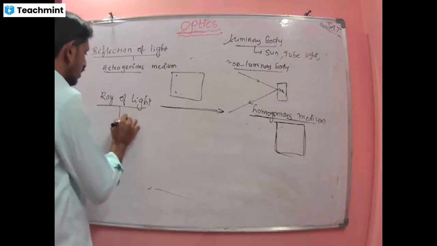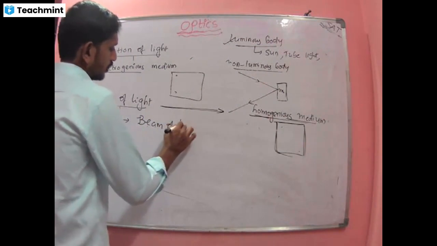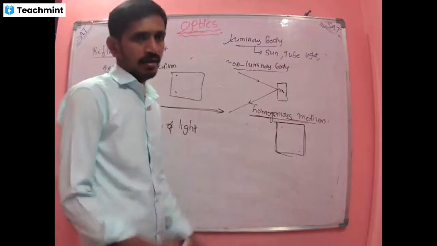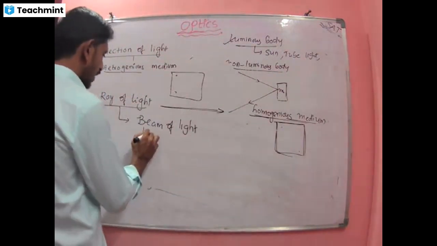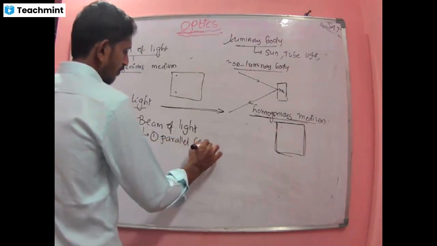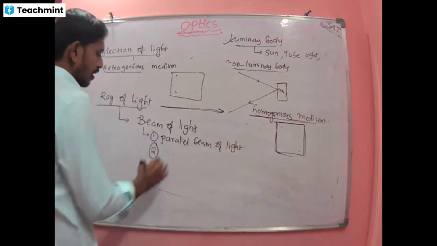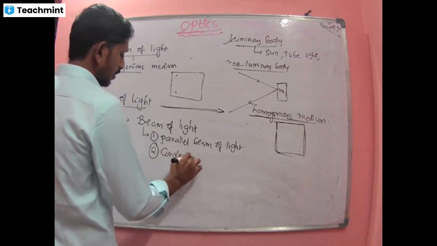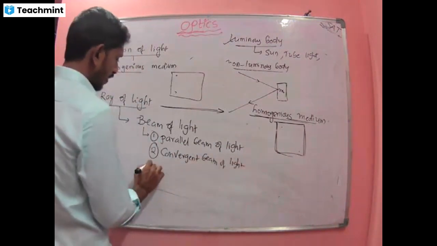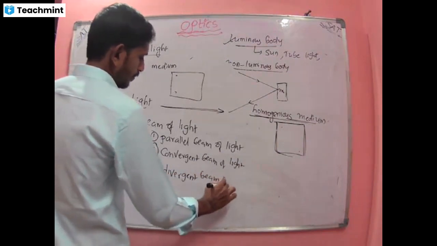Next, one more point we should know is the beam of light. What is a beam of light? Beam means a group. If you combine all the rays, that is called a group. In this beam of light, we have the parallel beam of light, the second one is the convergent beam of light, and the third one is the divergent beam of light.